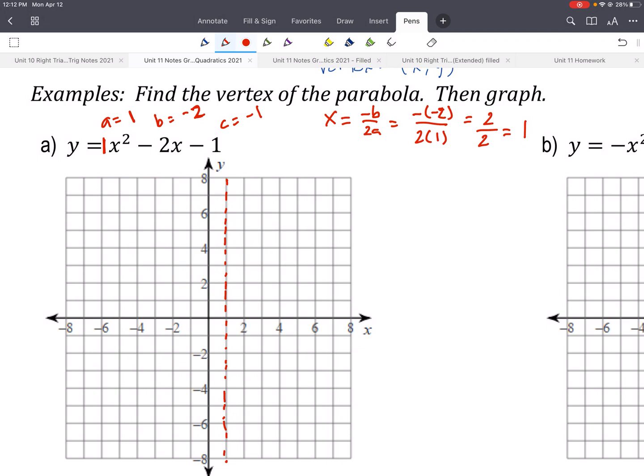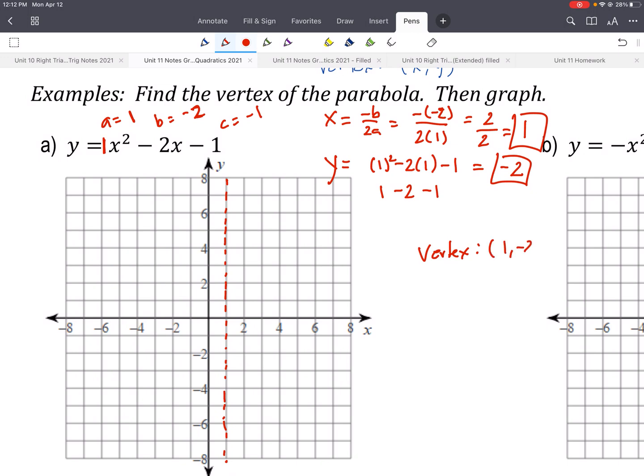So now we have our x for our vertex. Now we need to find the y. So we plug the x in. We'll get 1 squared minus 2 times 1 minus 1. You can simplify that or use your calculator. We'd end up getting 1 minus 2 minus 1, which gives us -2. So our vertex is (1, -2). So that's right here.